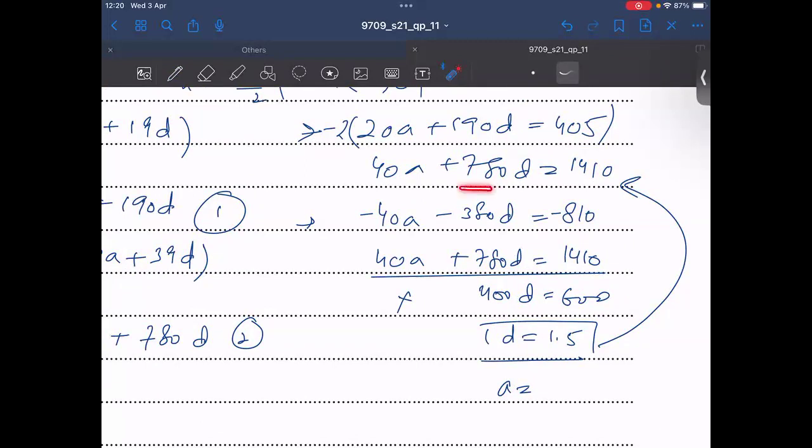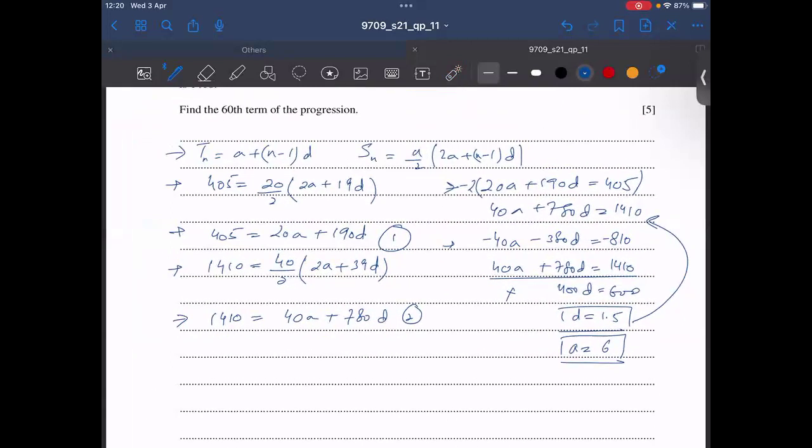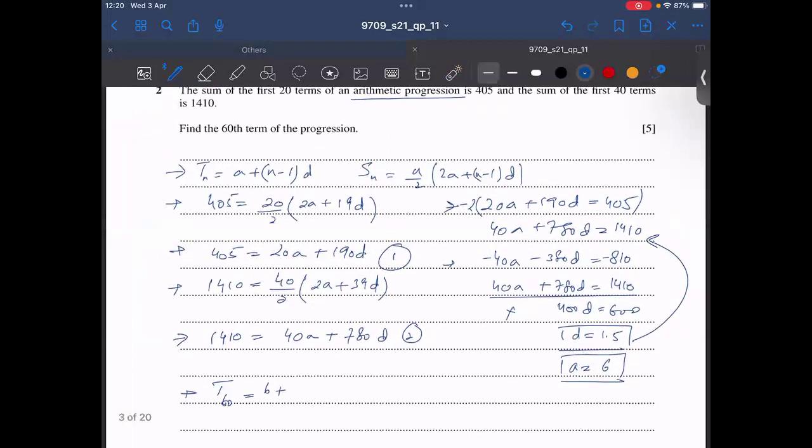Okay, so you have calculated? Yes, sir. A is 6. Okay. I'll just verify using the marking scheme as well. Now you are supposed to find out the 60th term. For that, you will be using the formula a plus (n minus 1) into d. That's T60 equals 6 plus 59 into 1.5.